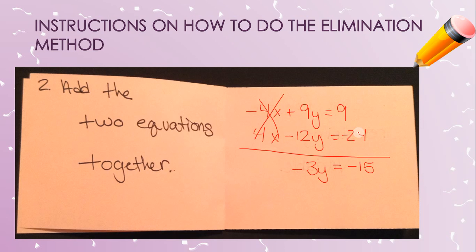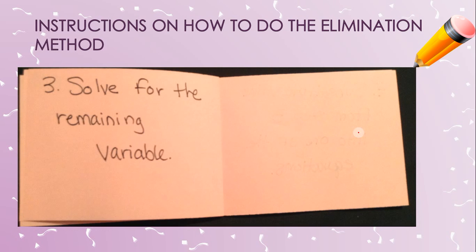So now I've gotten rid of a variable. That's what this elimination method does. It eliminates one of your variables. So on number 3, you're going to solve for this remaining variable. We had negative 3y equals negative 15. I need y alone, so I'm going to divide by negative 3. And I'm going to get y equals negative 15 divided by negative 3. I know that is 5. So I have y equals 5.